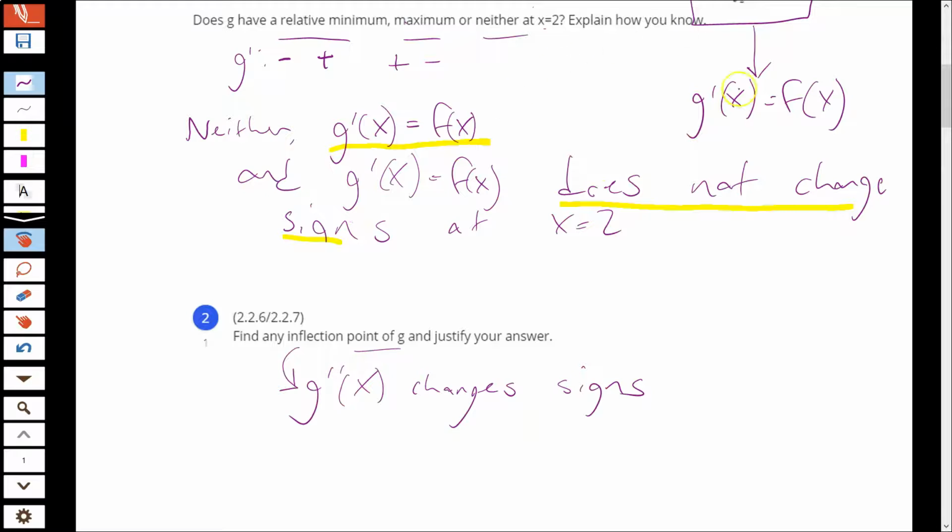Now, we need to figure out how to write down g double prime of x, the second derivative. Well, we have the first derivative. The second derivative is going to be the derivative of that. g prime of x is equal to f of x, so the second derivative is the first derivative of f. So what we really want is f prime of x to change signs.